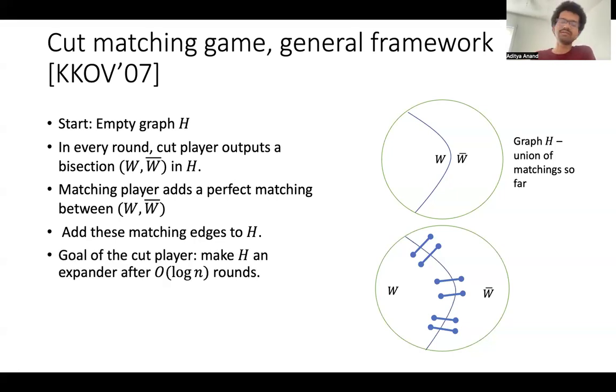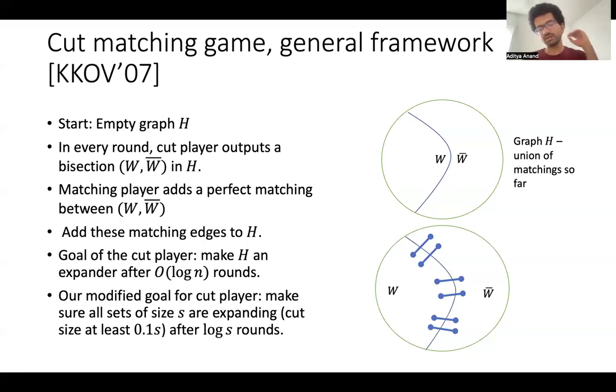What is the goal? The goal of the cut player is to make H an expander after log n rounds. No matter what the matching player does, we want to ensure that the final graph that is constructed after log n rounds is an expander. That's the original cut matching game. But what we want in our modified goal is we want to construct small set expanders. So we want to make sure all sets of size S are expanding. We don't want every set to be expanding. But we want to finish much faster. We want to finish only within log S rounds instead of log n rounds. So let's see how to do this.